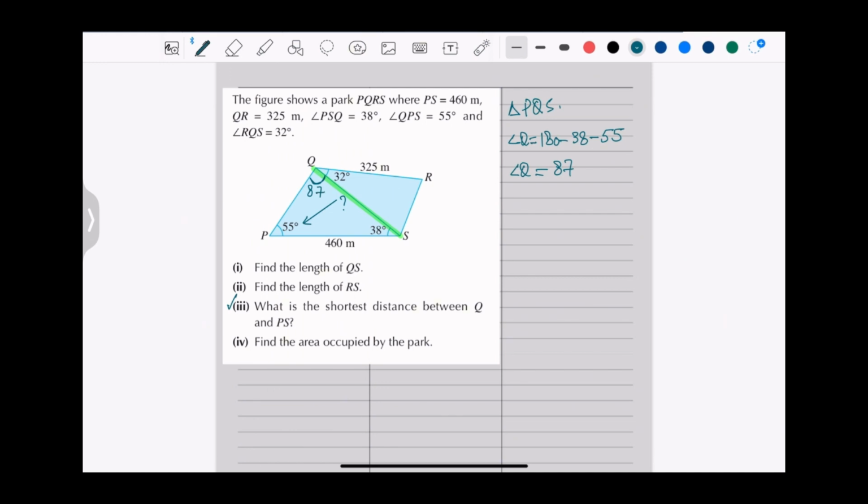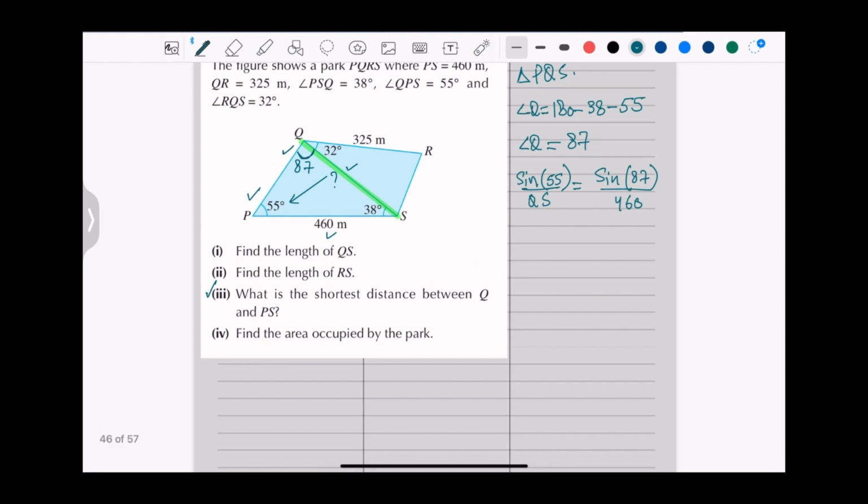Now you have angle P given. You have to find the side that is opposite to angle P. You have now angle Q and the side opposite, the case that could cater to sine rule. So sine of angle 55 over QS is equals to sine of angle 87 over 460, and you cross multiply them and eventually you will get 460 sine 55 over sine of 87 is equals to QS.